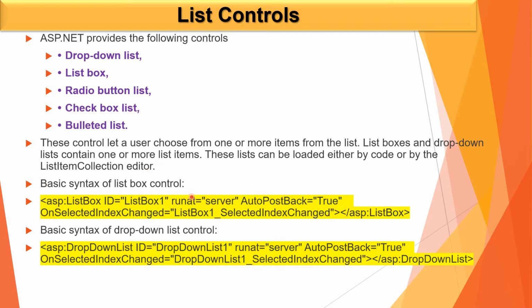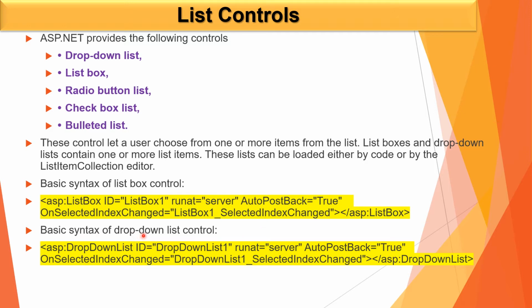Now what is the basic syntax of the list box control? Let us see. <asp:ListBox ID="ListBox1" runat="server". This runat server is also a compulsory thing: every ASP.NET control works with the server by using runat server. Then the AutoPostBack property will be true, and OnSelectedIndexChanged is equal to ListBox1_SelectedIndexChanged. These are the properties which should be taken in the list box.